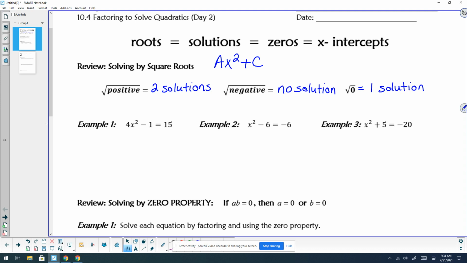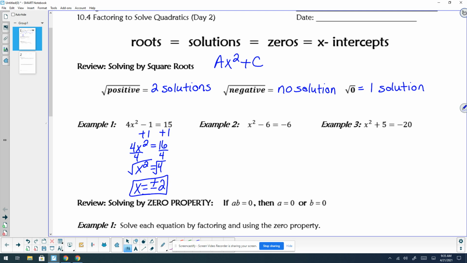So example 1, what would I do first? I'm going to go ahead and add 1 to both sides. I'm left with 4x squared equals 16. I can divide by 4. X squared equals 4. At this point, I can take the square root of both sides. So x equals. Remember, anytime that you take the square root of a positive number, I'm going to need plus or minus. So the answer is x equals plus or minus 2.